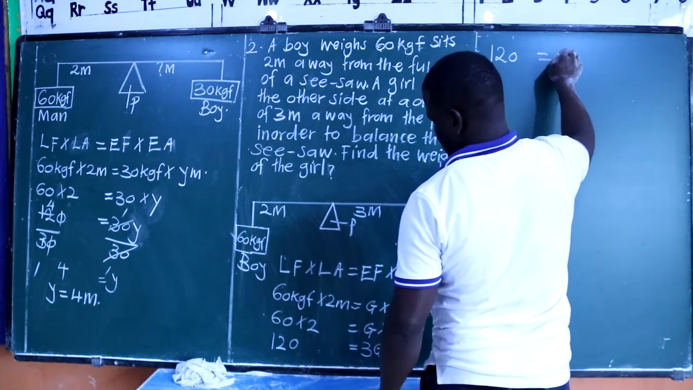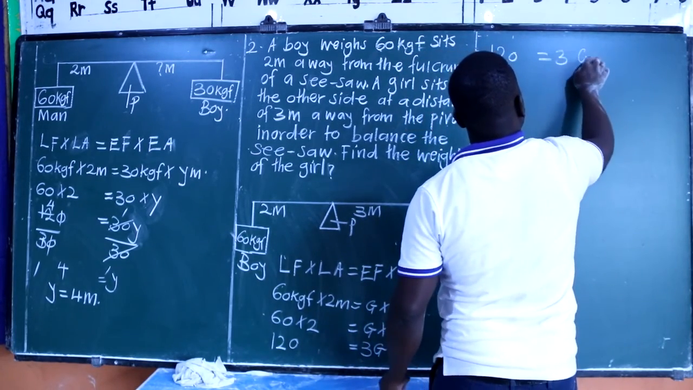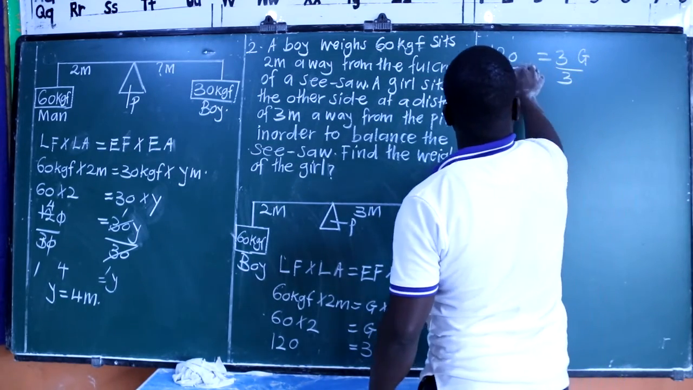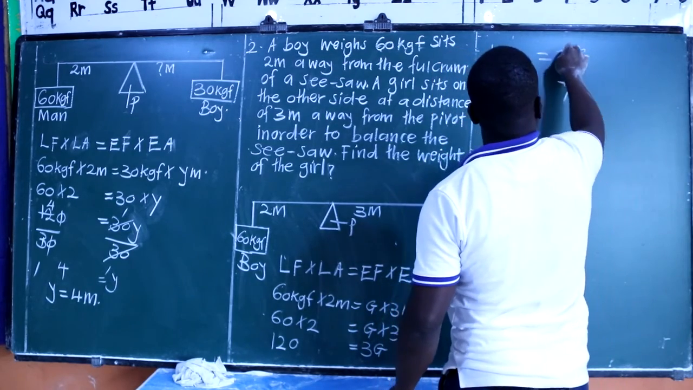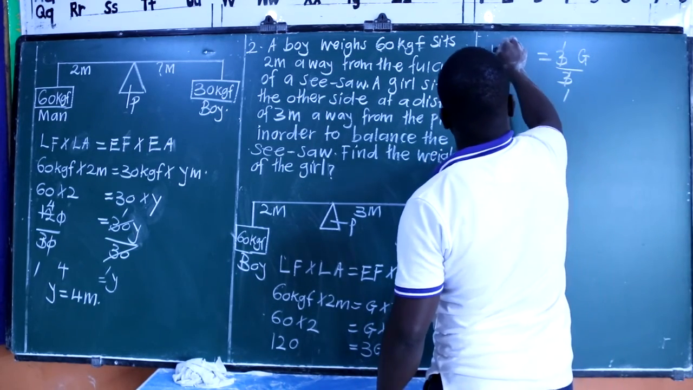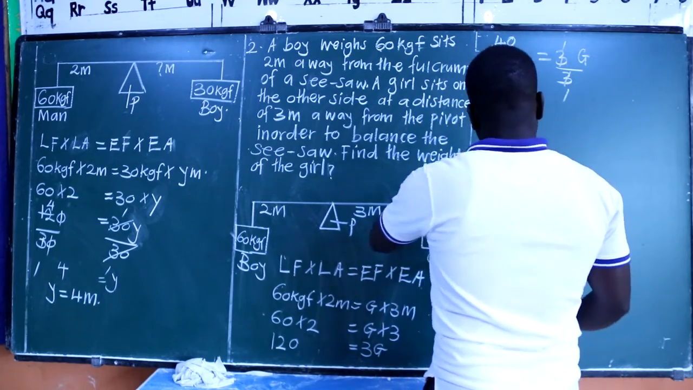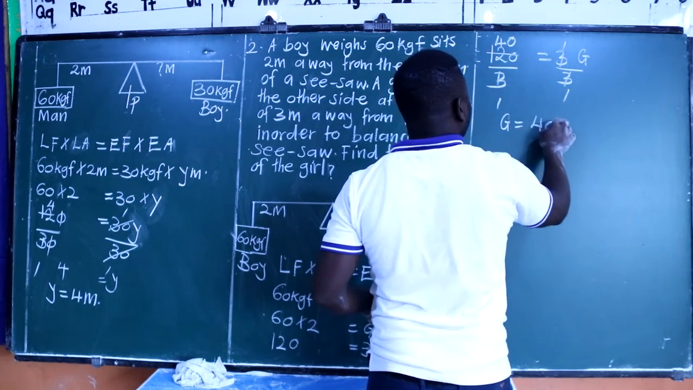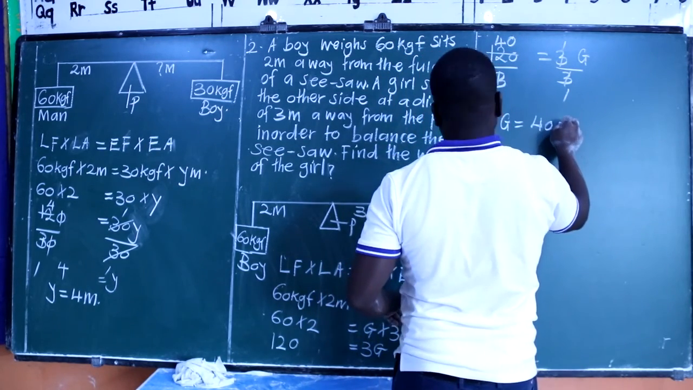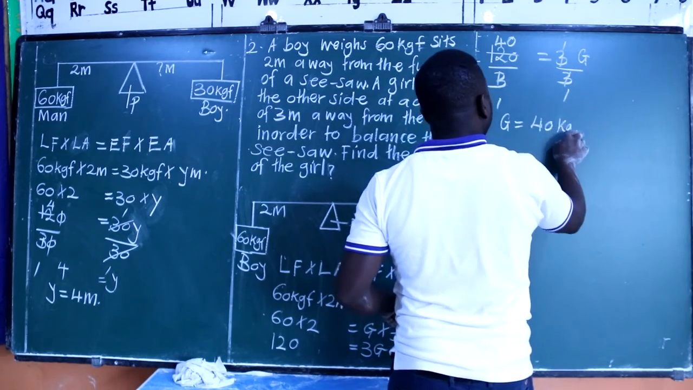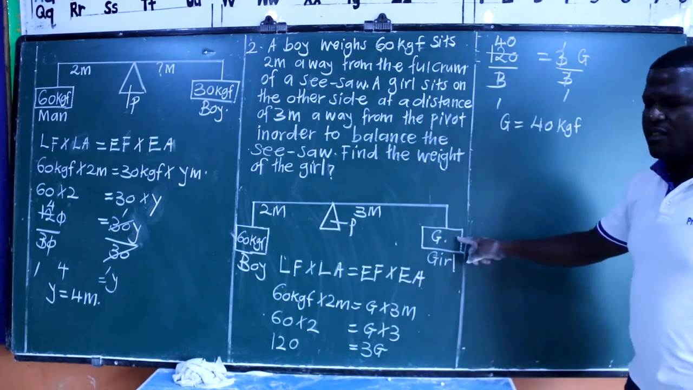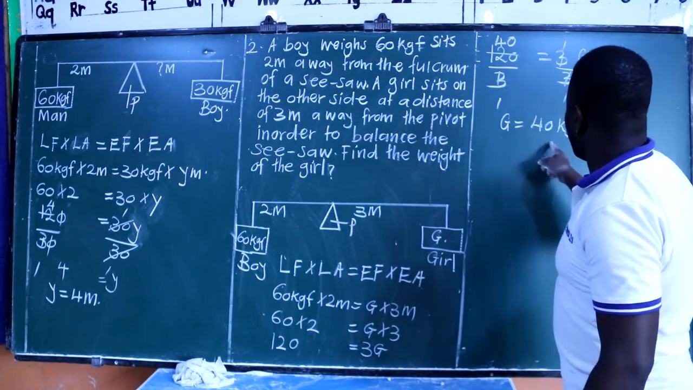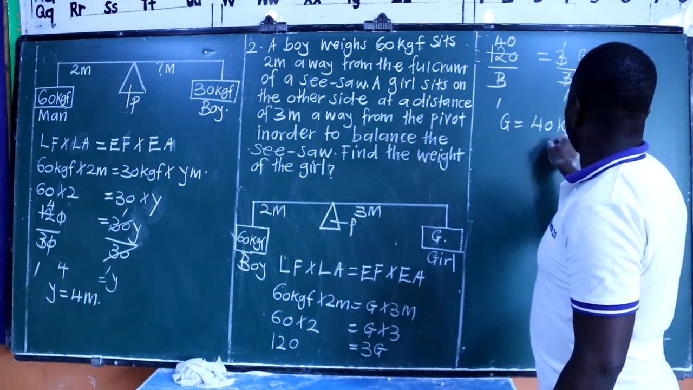120 equals 3G. How do we find the value of G? We divide both sides by 3. 3 here 1, 3 here 4, 0. Therefore, G equals 40 kilogram force. Remember, we are finding the value of G. That's the weight of the girl. So the girl will weigh 40 kilogram force.